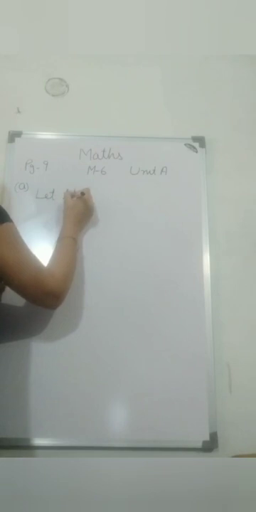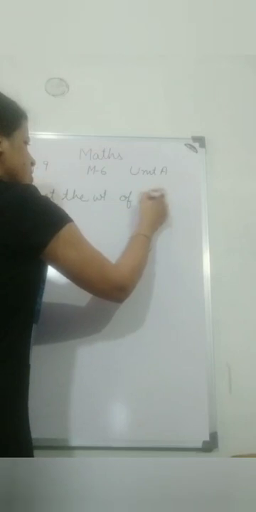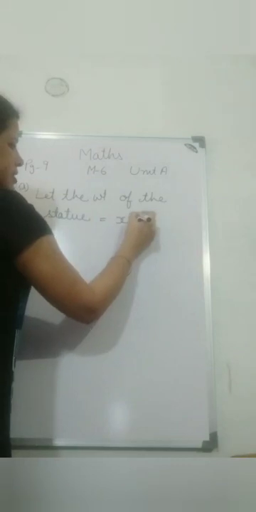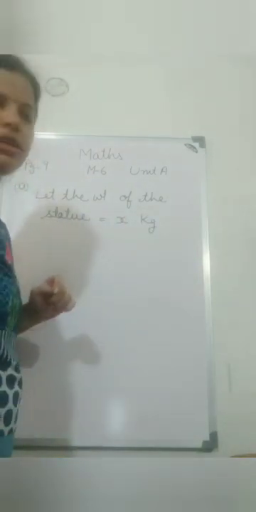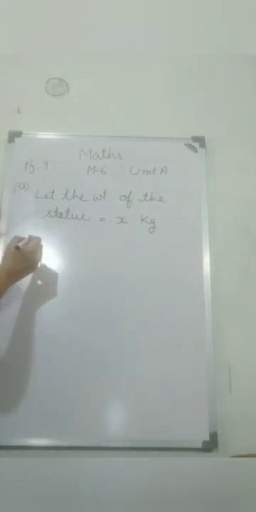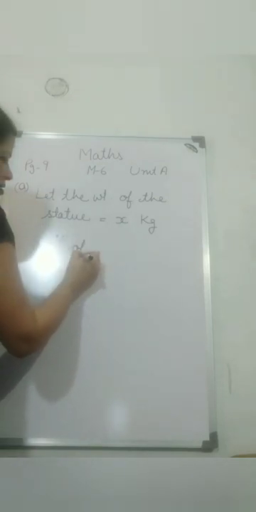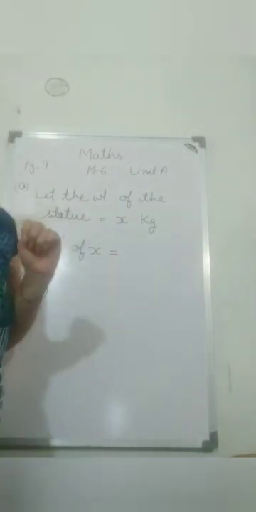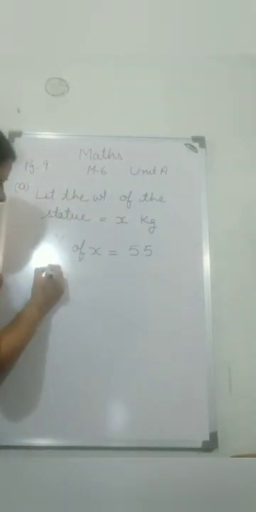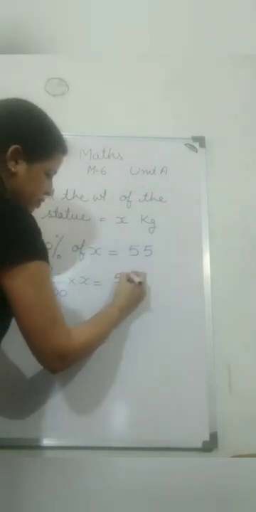Let the weight of the statue be equal to x kg. We assumed it. So the total weight of the statue is equivalent to x kg. Now 80% of x is equal to, it is given to us, 55 kg. Now solve it. 80 upon 100 multiply x is equal to 55.